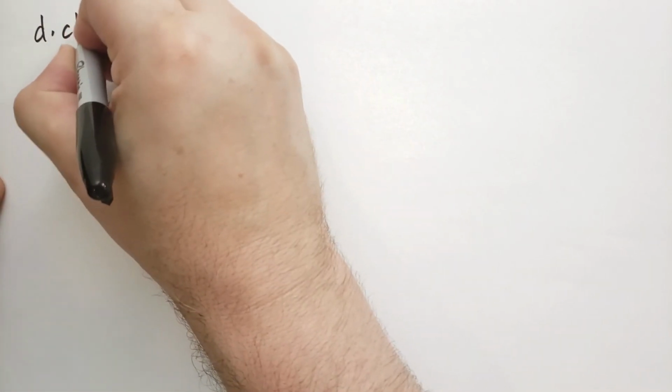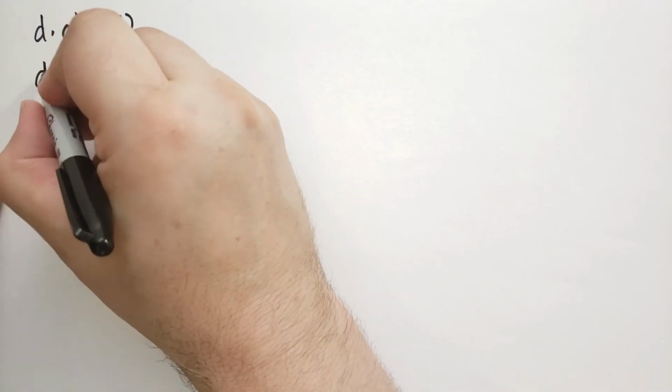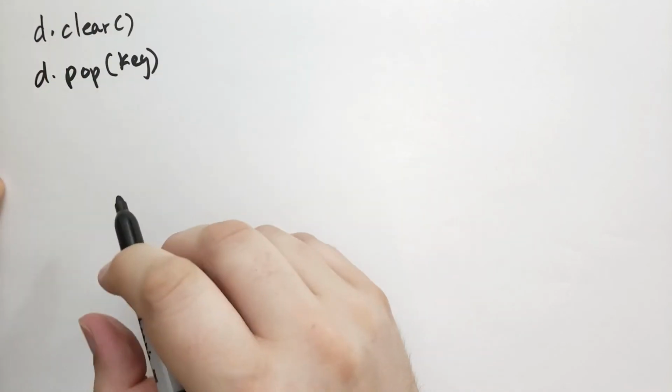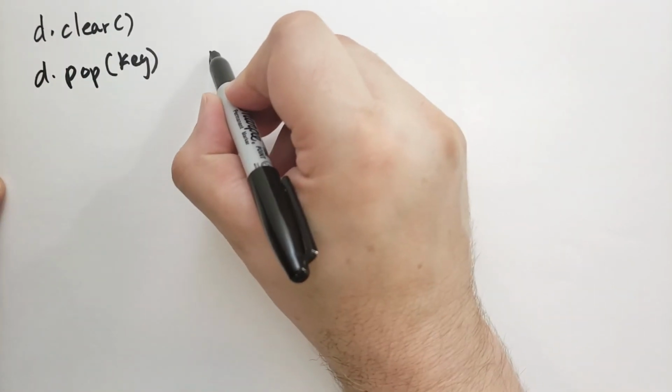These methods will modify the contents of the dictionary by removing elements. You can call clear, which removes everything from the dictionary. You can call pop, and you pass in a key, and that will remove the key from the dictionary and return its value. If it's not there, it will raise a key error.